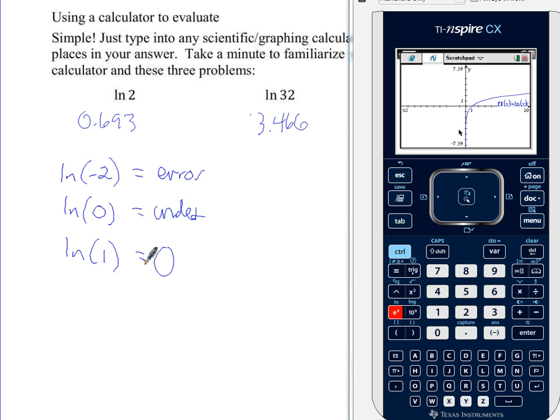Oh, why is it 0? Because natural log is log base e. So what you have is log base e of 1 equals 0, right? So if you rewrote that in exponential form, what would you have? Anything to the 0 is? Yes. So that's why natural log of 1 is equal to 0, logically.